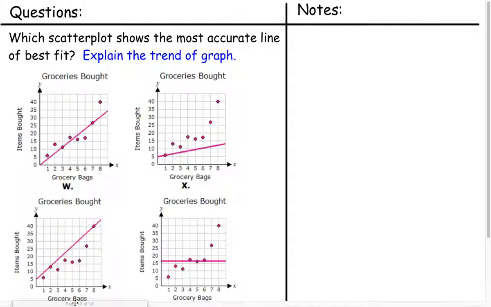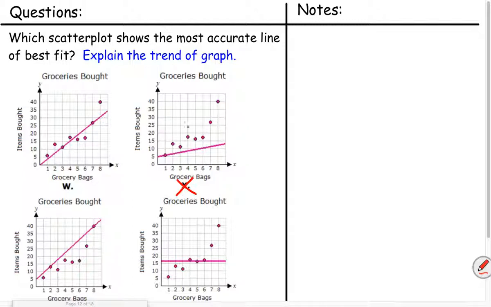So we're going to look at 4 scatter plots here, talking about groceries that have been purchased. So they're relating the number of grocery bags you need to the number of items you purchase. So let's go through and look at all 4 of these to figure out which one has the most accurate line of best fit. So first of all, let's look at letter X. Now letter X has a line going through one of the dots, but none of the rest of the dots fall on either side of the line.